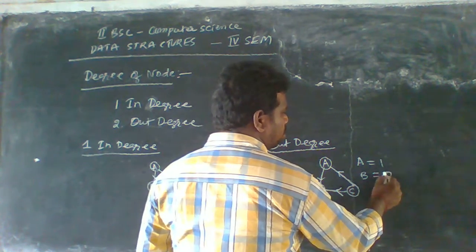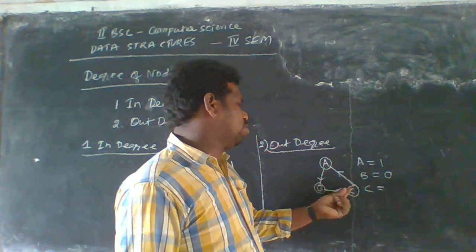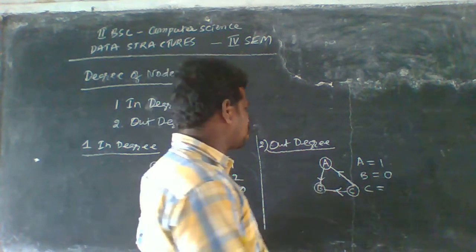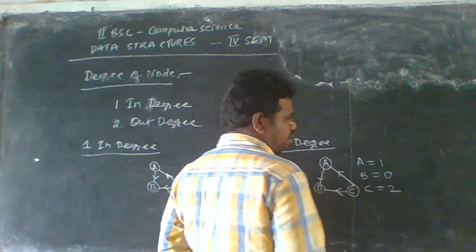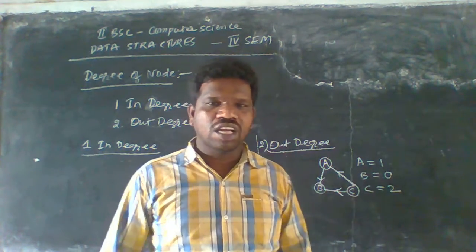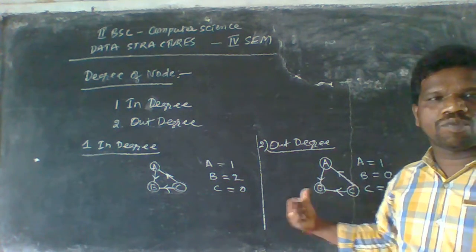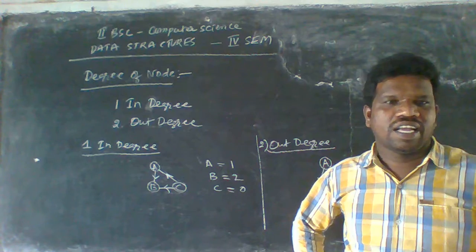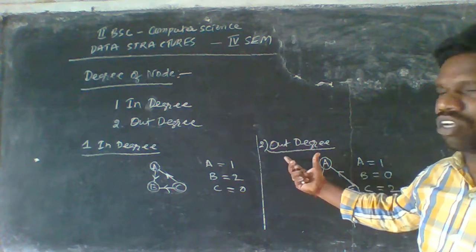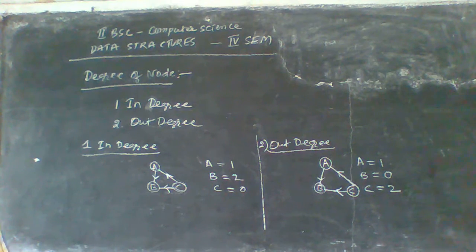That's why B is equal to 0, and for C there are two edges, which are going from C to A and from C to B. Hence the out degree is equal to 2. This is what we call out degrees. In degrees and out degrees are in different categories. You have to specify these in degrees and out degrees like this, and copy those degrees and nodes in your notes.